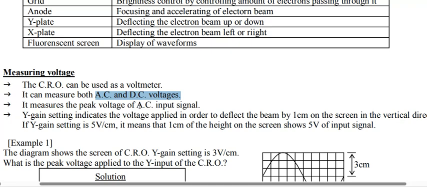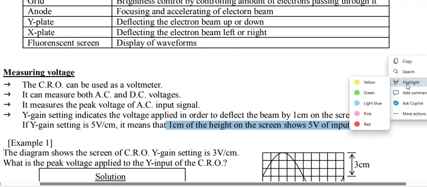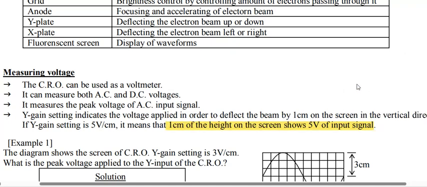So the Y gain setting indicates the voltage applied in order to deflect the beam by 1 centimeter on the screen in the vertical direction. If the Y gain setting is 5 volts per centimeter, this means that 1 centimeter of height on the screen shows 5 volts of the input signal.